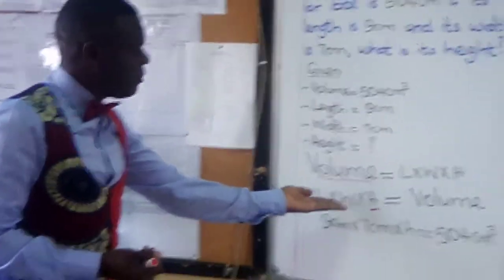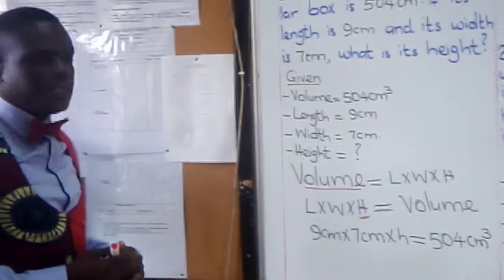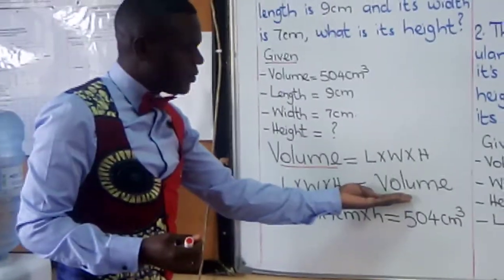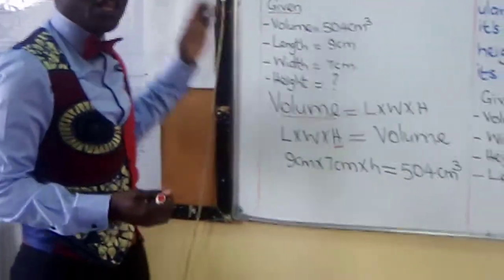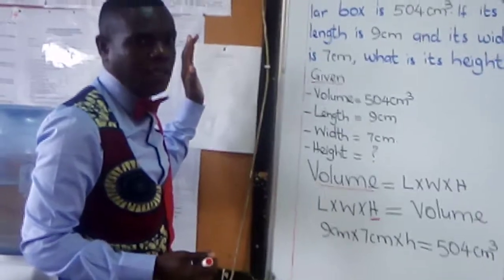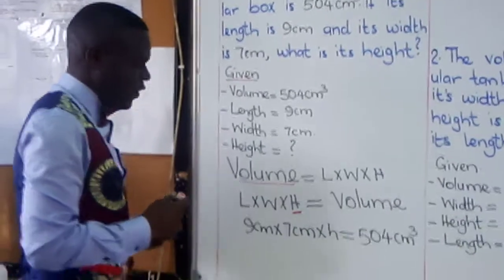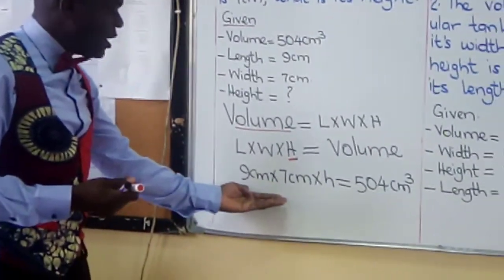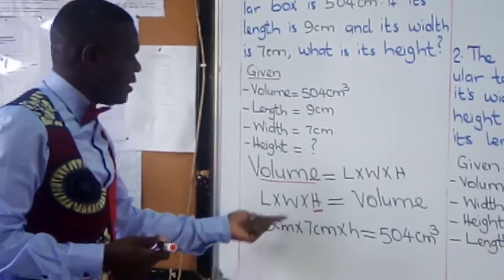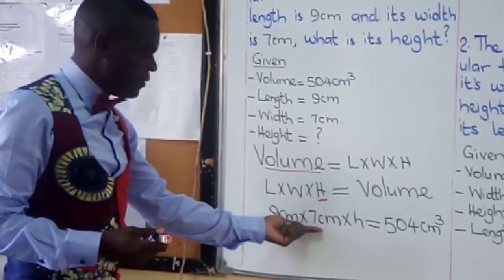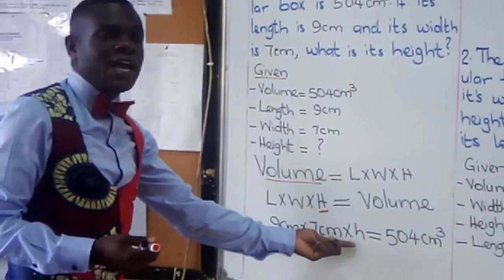Remember, we made length times width times height the subject of the statement, and we equated it to volume, because what we are looking for must be on the left-hand side of the equal sign. What we have must be on the right-hand side. Then we have replaced length by its value, 9, and width by its value, 7. H will remain H because we don't have its value.